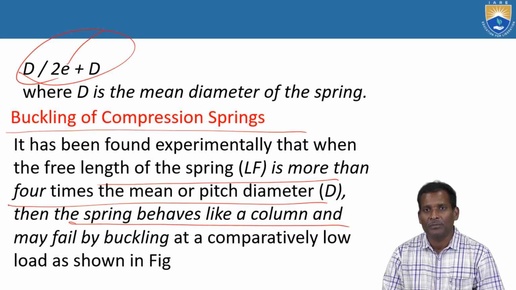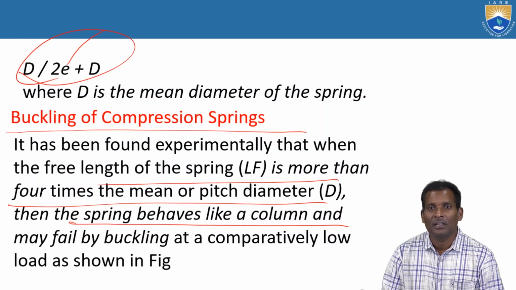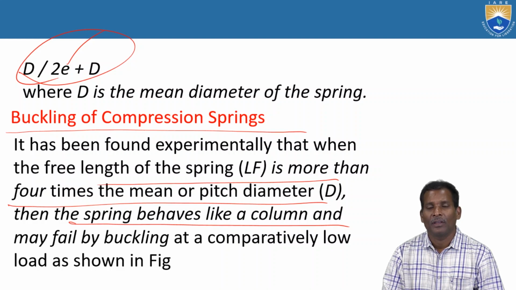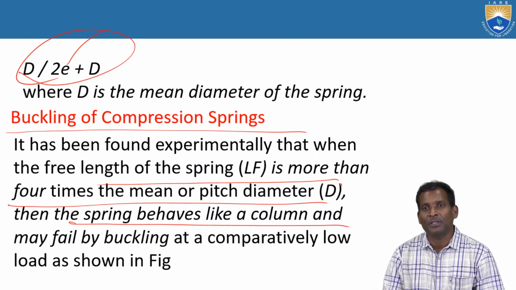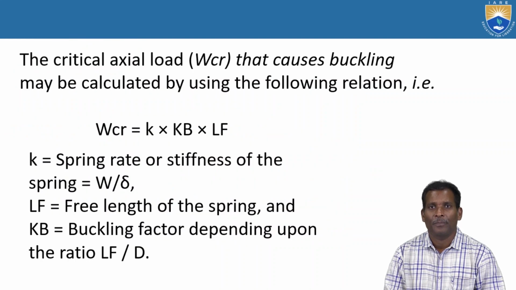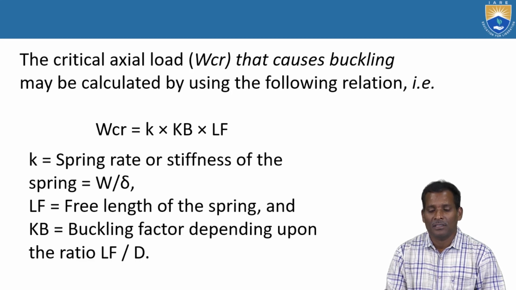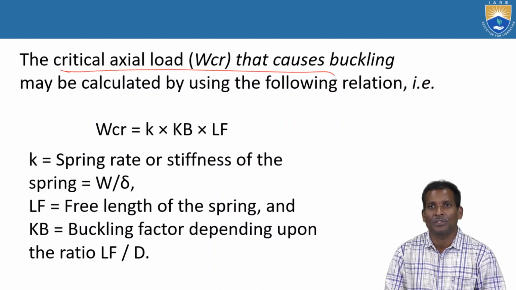I will show you a diagram so that you can calculate that buckling load, that is the buckling or critical loading, crippling loading. Whenever the free length of the spring is more than 4 times the pitch diameter, it is said to be buckled. The spring may fail due to this buckling load. So we calculate that critical axial load, also called buckling load, which may be calculated using the following relation.